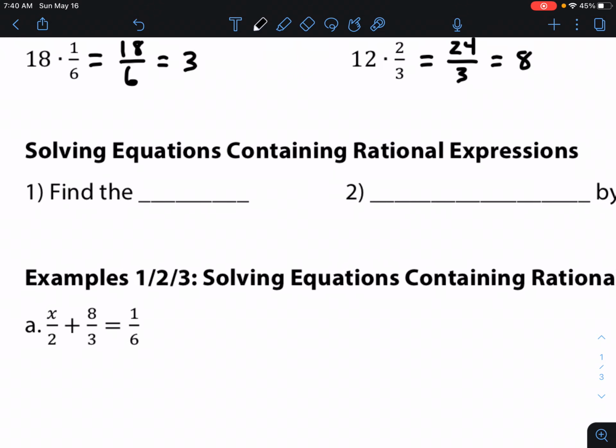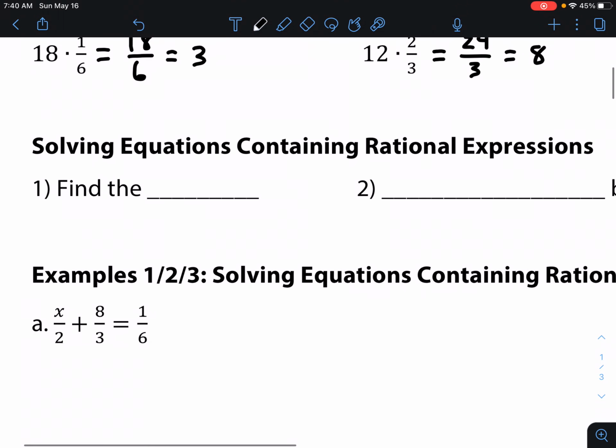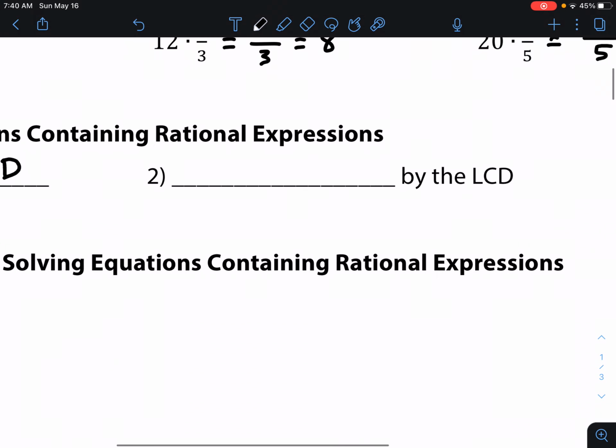All right, so if we are going to be solving equations containing rational expressions, the first thing we have to do is we have to find the LCD of all the fractions or rational expressions that are in the equation. Okay, and then what we're going to do is multiply the entire equation by that LCD. So we're going to multiply by the LCD.